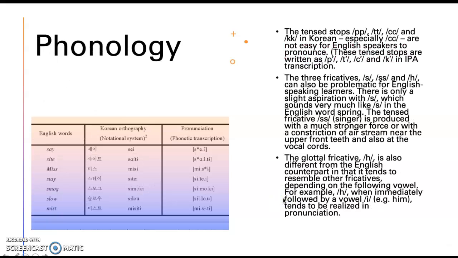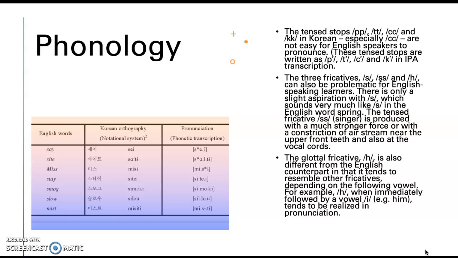All right. So next is phonology. There's many differences with the Korean language and the English language. We have a lot of different phonology differences. So the tense stops between p, t, k in Korean, especially k, are not easy for English speakers to pronounce. These tense stops are written as p, t, k, and k in IP transcription. The three fricatives are s, and h, can also be problematic for English-speaking learners.